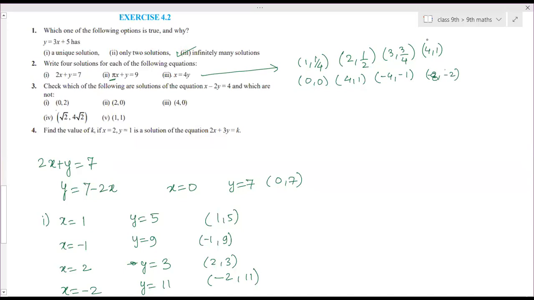I got a different answer. I took 1, 2, 3. Everyone will get different answers. There's no similarity in answers, and that is not a problem.